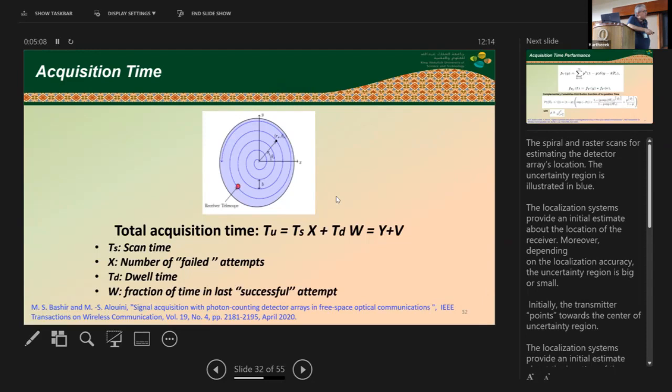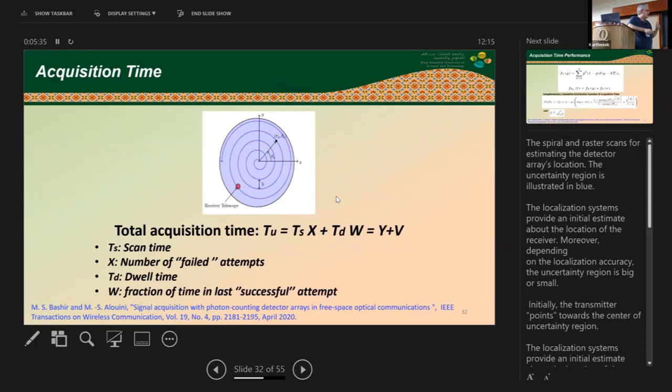So we're able to quantify the total acquisition time. It is equal to the scan time, which is the total time needed to go through the whole spiral, times X, which is the number of failed attempts, a geometric random variable, plus T_D, the dwell time. That's the time it takes to shine the beam and wait a little to see if you are locked to a signal. Plus W, the fraction of the spiral traversed in the last successful attempt, since in the last attempt you are not going through the whole spiral.